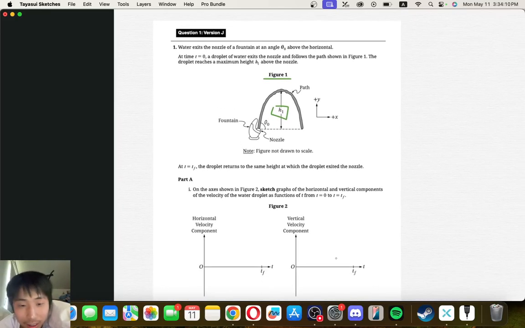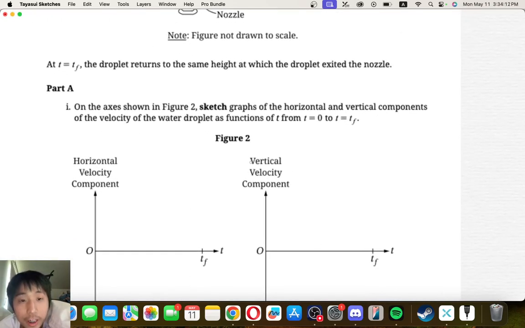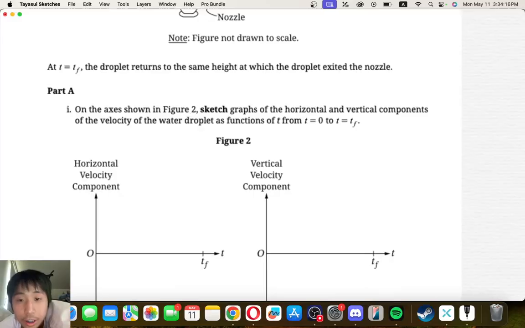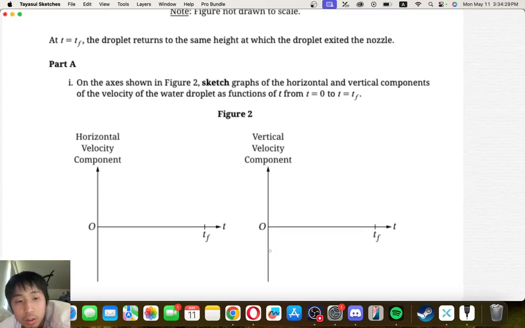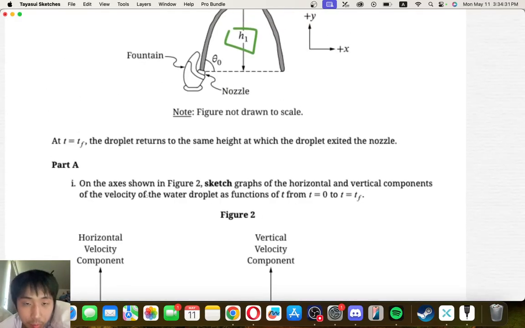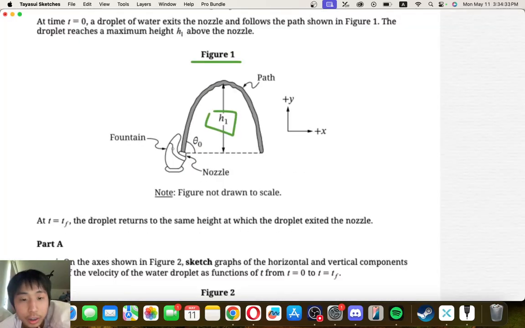On the axes in figure 2, sketch the graphs of the horizontal and vertical components of the velocity of the droplet as a function of t, t equals 0 to tf. Okay, so horizontal, okay, this is actually pretty easy.